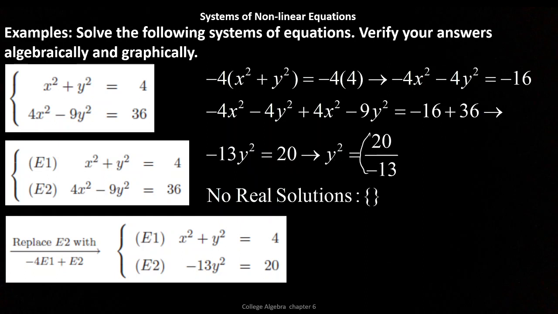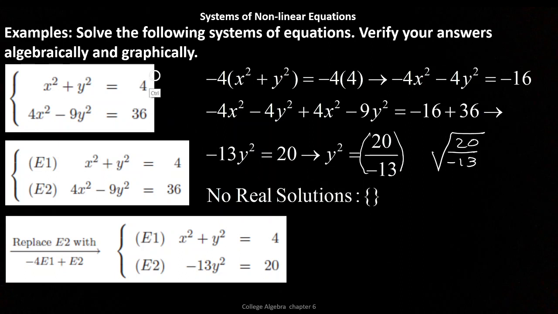Now this is a negative number, and this is a squared. So if you take the square root of both sides, we're going to end up with what? Negative in the square root, which is not a real number. Okay? So that means this system has no real solutions.